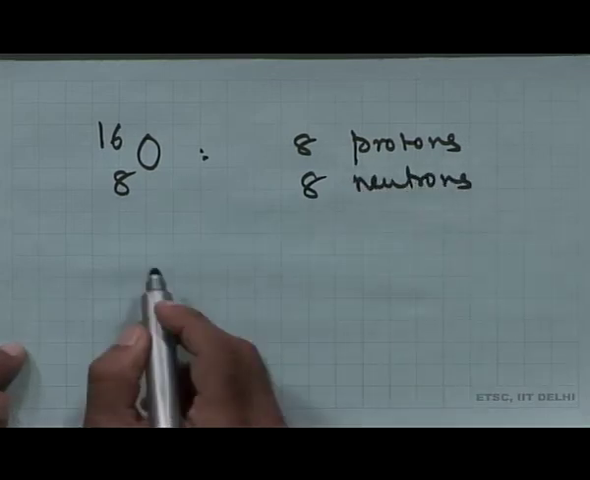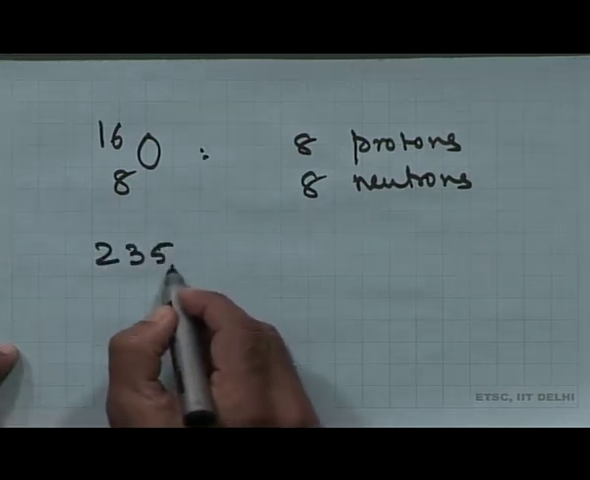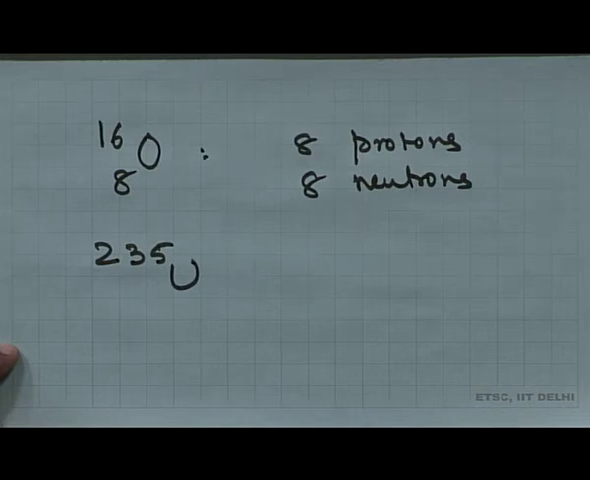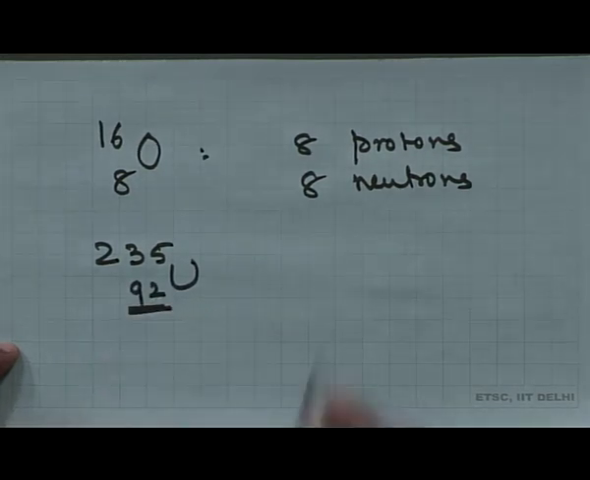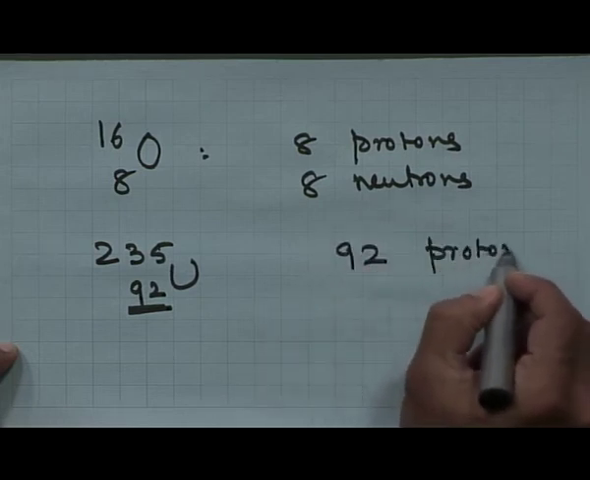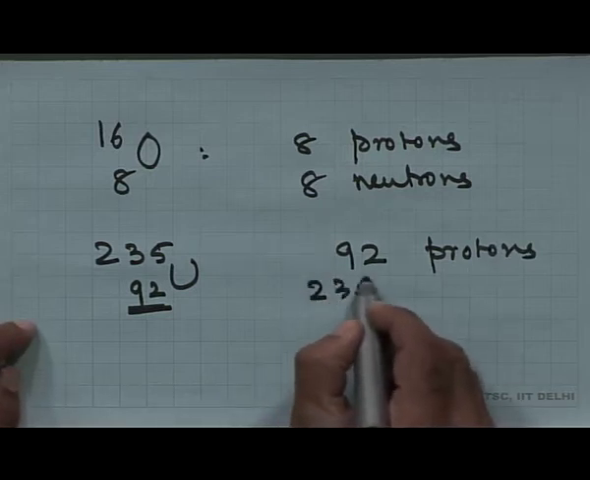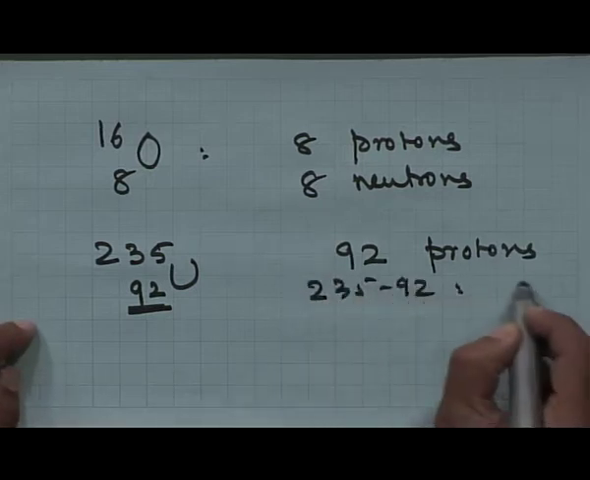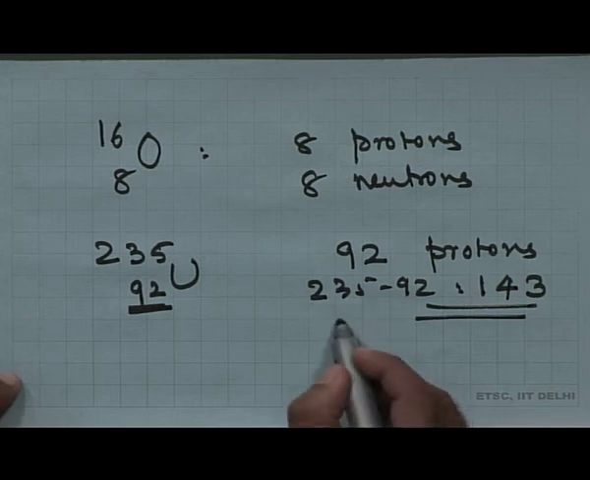But on the other hand, for example, if you look at something like uranium 235, this has only 92 protons. So 92 protons, I hope I am correct. And what will be the number of neutrons? So 235 minus 92, 143 neutrons.